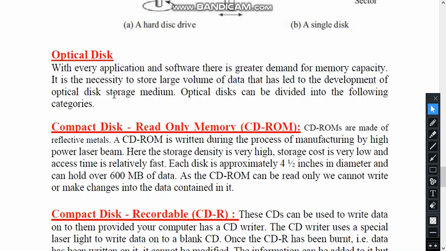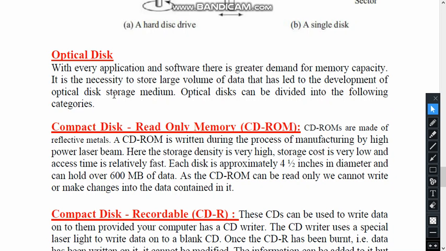First is the compact disc, which we call CD, the CD-ROM. Here the CD-ROMs are made up of reflective metal. The CD-ROM is written during the process of manufacturing by a high power laser beam. The storage density is very high, the storage cost is very low, and access time is relatively fast. Each disk is approximately 4.5 inches in diameter and can hold up to 600 MB of data.